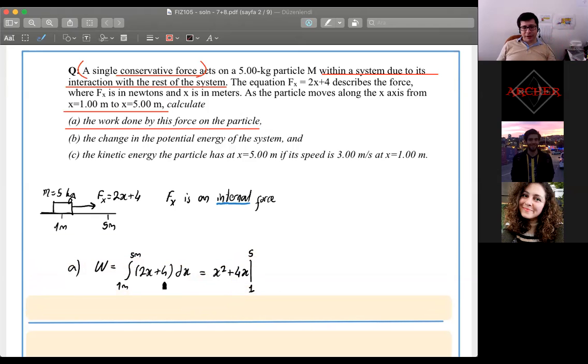Now, let's calculate the work. So work is F dx, okay? Force times displacement. Since force is not constant, we must integrate over infinitesimal displacements. It's 40 joules. If you like, you can also graph it and then calculate it.